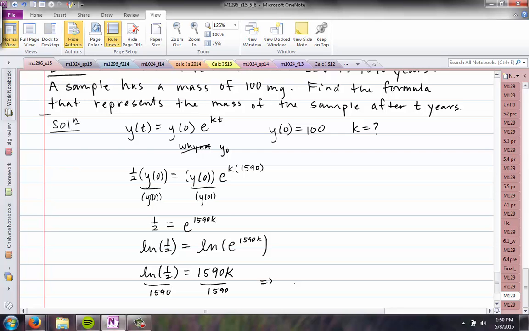And remember, in your book they get fancy here and do some algebra. What I told you guys is to not worry about that and just find approximately what the natural log of 1/2 is over this value, in this case 1,590, and that'll be good enough. So what we get in this case is, I'll write the whole thing, the natural log of 1/2 is about -0.69315 over 1,590, which is about -0.000436.